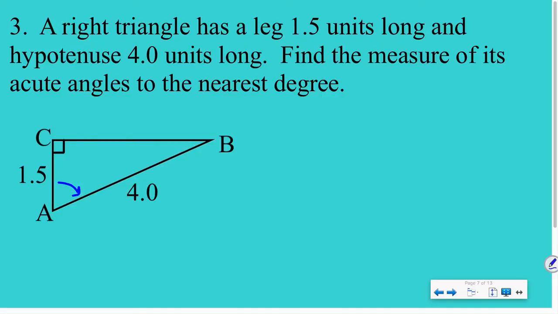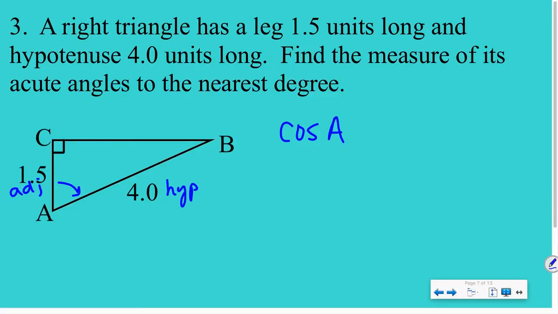So in reference to A, 1.5. Opposite, adjacent, or hypotenuse? Adjacent. In reference to A, 1.5 is the adjacent leg. How about 4? What would that be? The hypotenuse. Caden, according to SOHCAHTOA, which trig function would we use? What's that stand for? Good. So then we'll say the cosine of angle A.